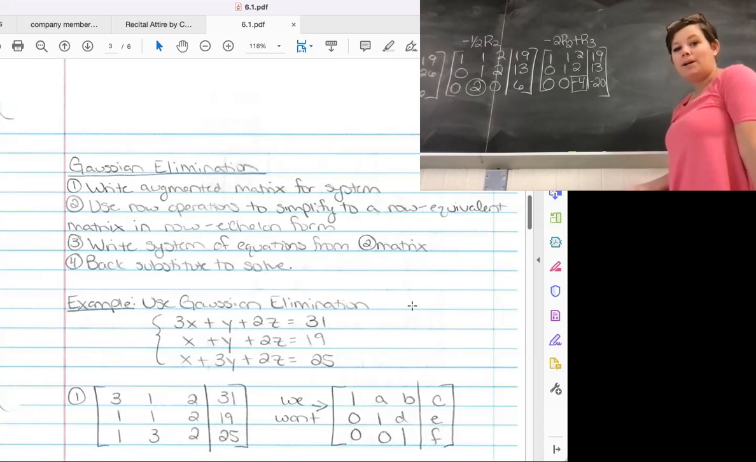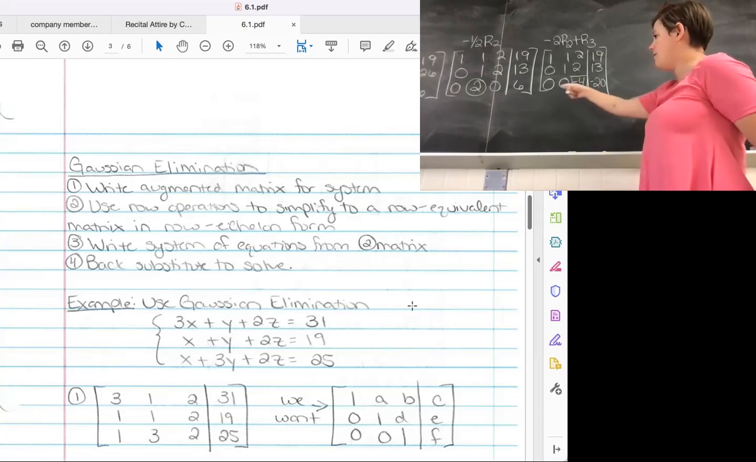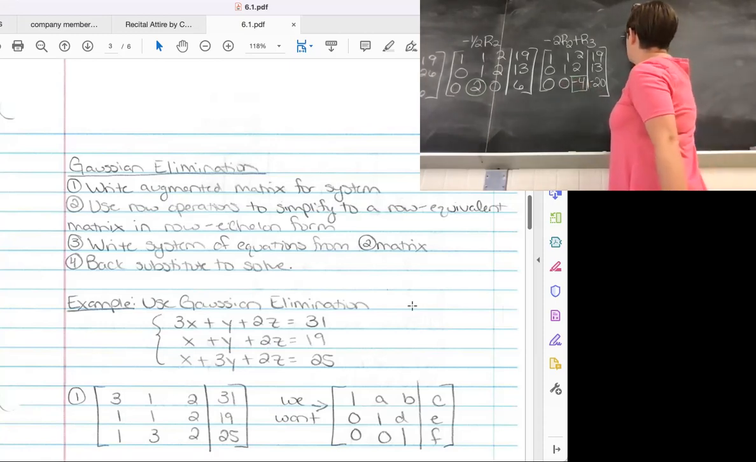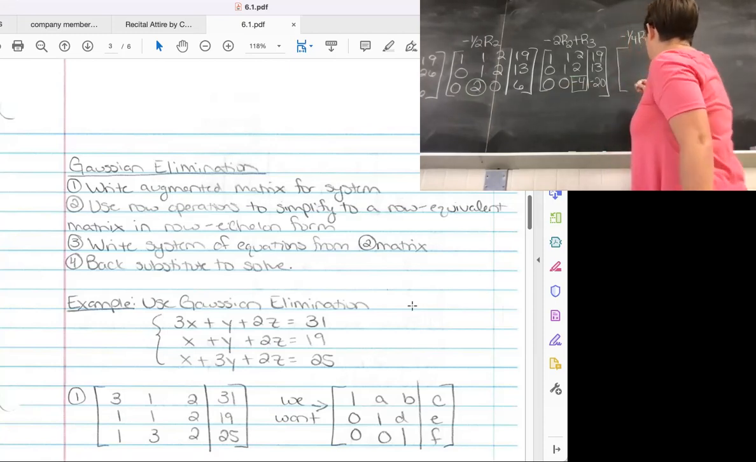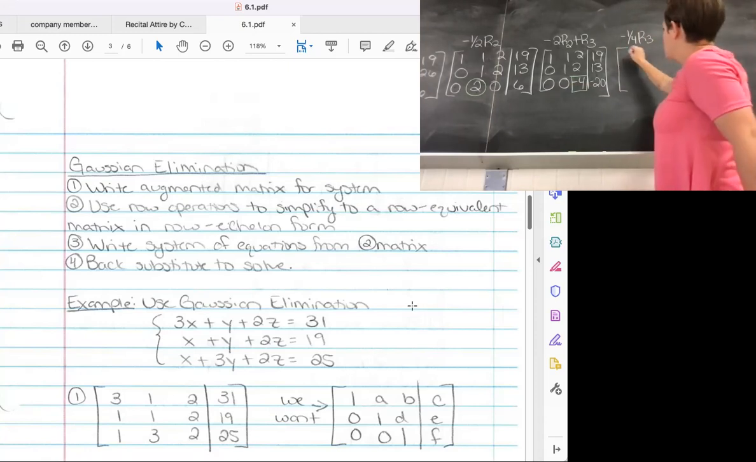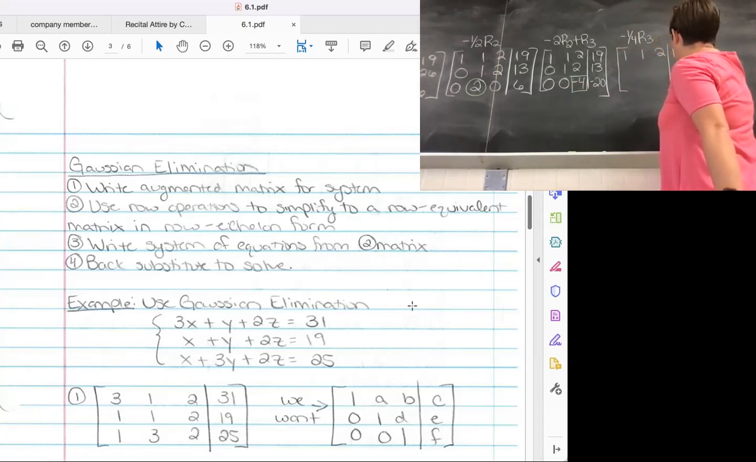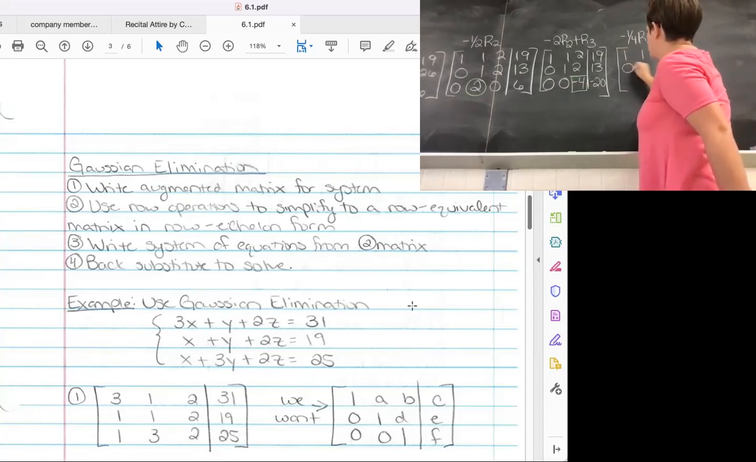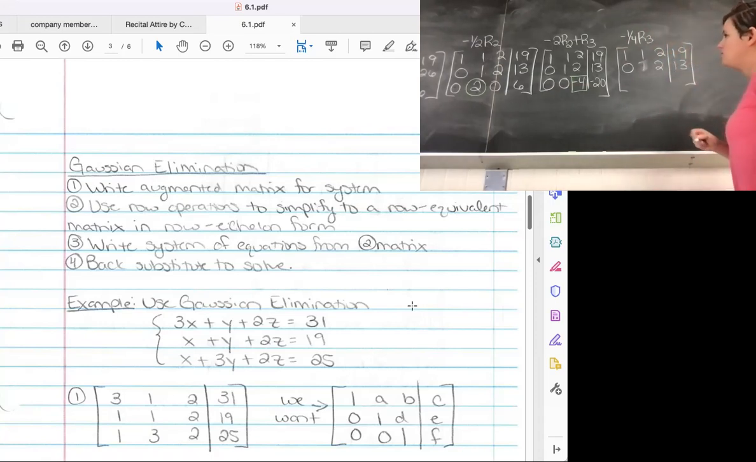Well, I need to multiply it by -1/4. But I can't just do that to the individual term. I have to do the whole row. So I'm going to take -1/4 times row 3. Row 1 doesn't change. Row 2 doesn't change. Row 3 is going to be multiplied by -1/4.